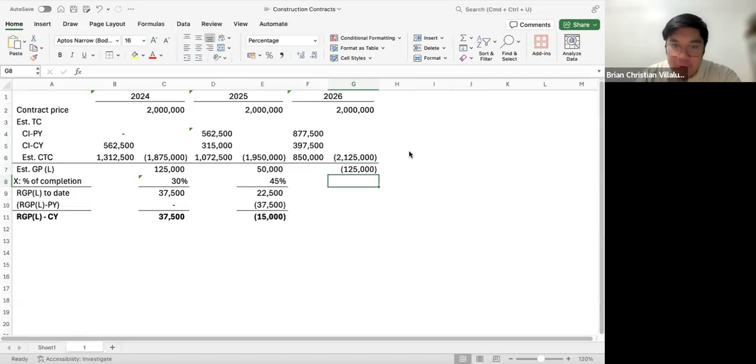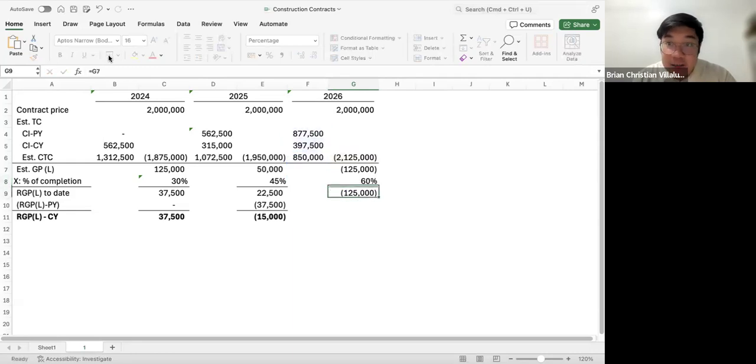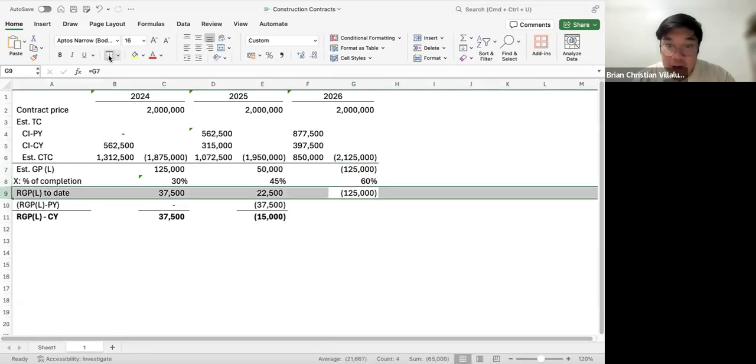Sir, anong ibig sabihin nun? Ibig lang sabihin yan, class, ibababa mo ng buo si 125,000. Ibababa mo na ng buo siya. Okay? Regardless of the percentage of completion. So kung kukumputin mo yung percentage of completion, that would be equal to 60%. Regardless of that percentage, you will have to report the 125,000 loss in full.